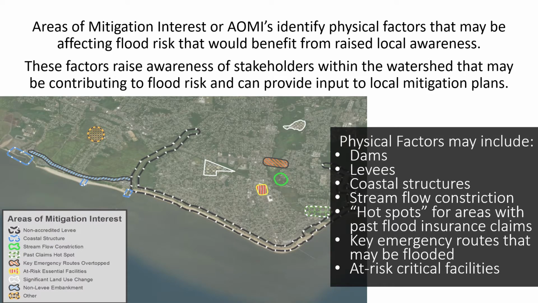AOMIs identify physical factors that may be affecting flood risk that would benefit from raised local awareness. These factors raise awareness of stakeholders within the watershed that may be contributing to flood risk and can provide input to local mitigation plans. These physical factors may include dams, levees, coastal structures, stream flow constriction, hotspots for areas with past flood insurance claims, key emergency routes that may be flooded, or at-risk critical facilities.